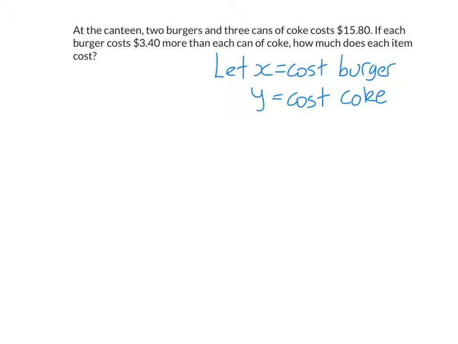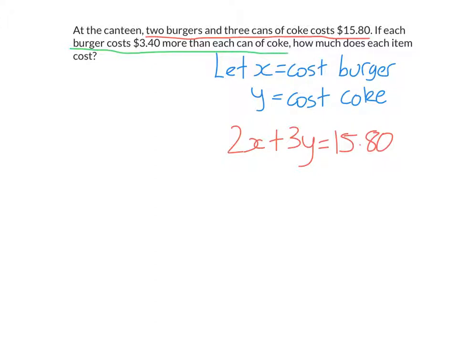We need two equations. So the first bit of information, 2 burgers and 3 cans cost $15.80. I want to rewrite that using only mathematical symbols. So 2 burgers plus 3 Cokes gives me $15.80. I need another equation. So the next bit of information says each burger costs $3.40 more than a can of Coke. So what that means is burger equals can of Coke plus $3.40.